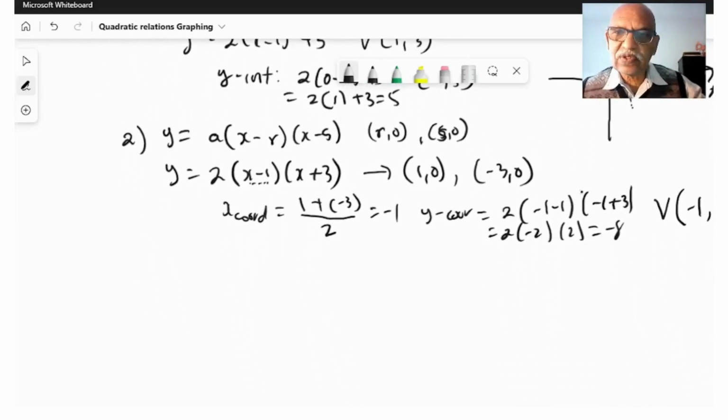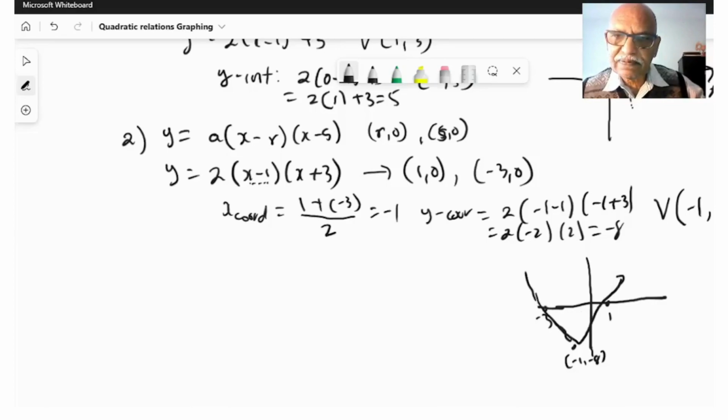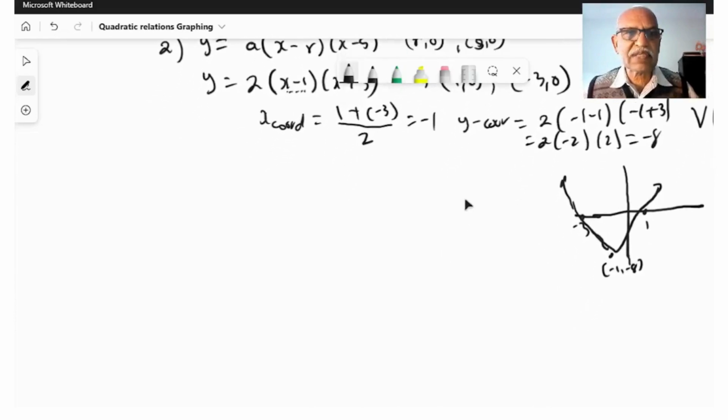So I can go to this. The vertex is (negative 1, negative 8). Let's say here. The two x-intercepts are negative 3 and 1. Therefore, I just do the graph. This is a graph. So I have the graph with the two x-intercepts and the vertex.